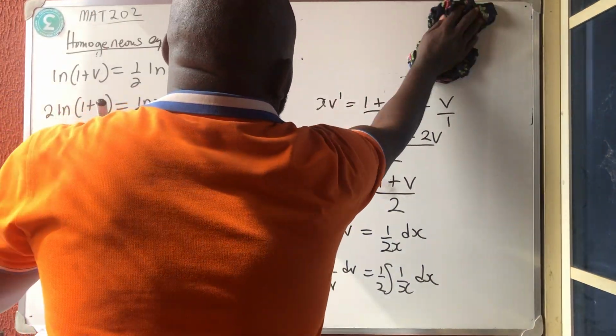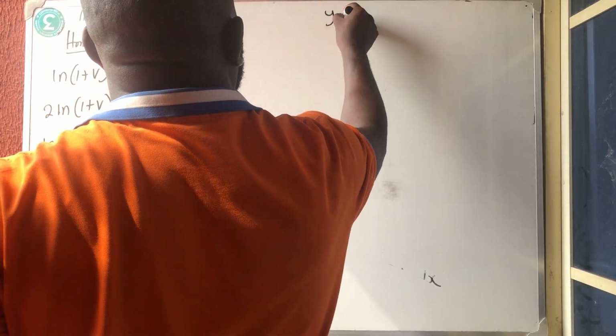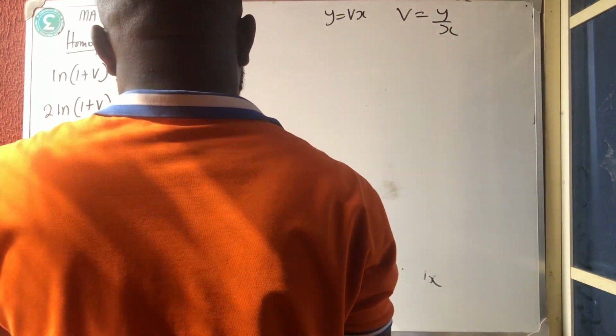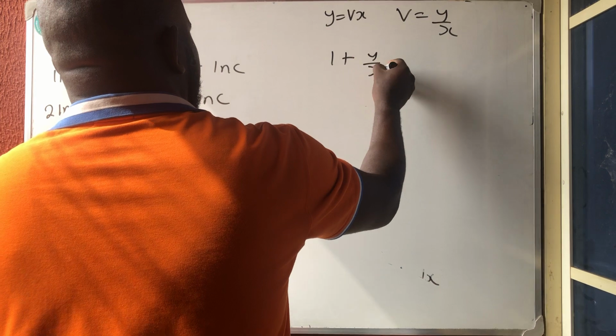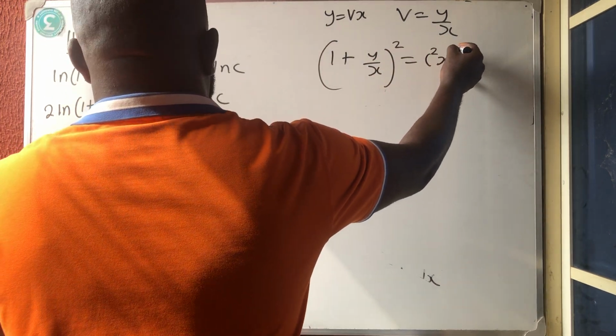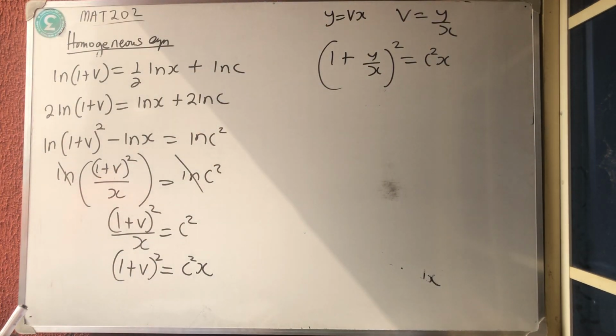So then put back your v. Do you remember what my v is? No. But don't forget you said let y be equal to vx. So v will now be y over x. So just put it back. I'm having (1 plus y over x) squared is equal to c squared x. So this is the solution of the differential equation.